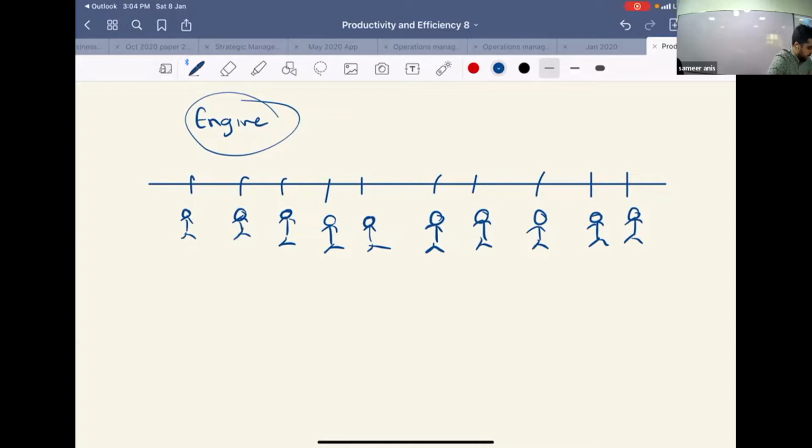So let's say this person is supposed to order, this person is supposed to send it to production, and this person is supposed to fix it, and so on.